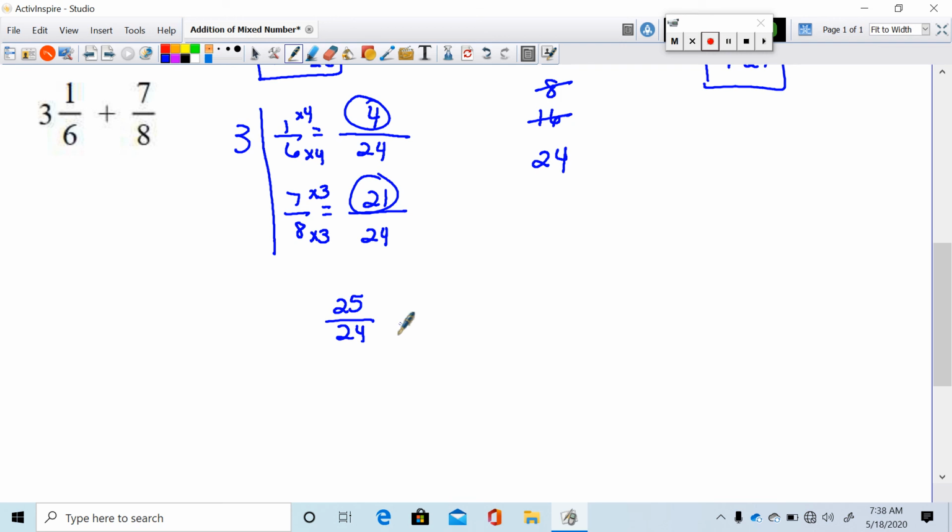Change it to a mixed number. You keep your denominator. 24 goes into 25 one time. Subtract, 25 take away 24 is 1. And then we just had a 3 over here, so add that. So the final answer for this one is 4 and 1/24.